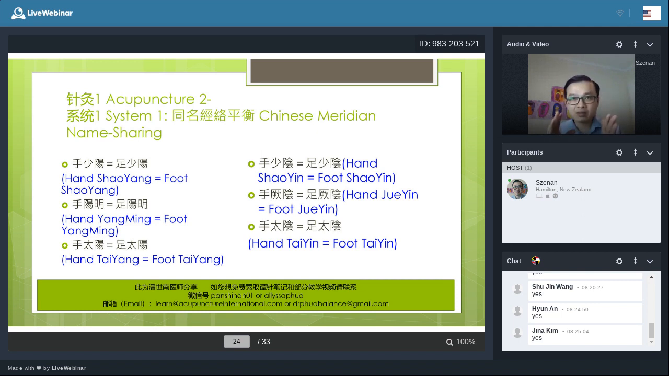Another example. If pain in hand shao yin, this is acupuncture 1. Diagnose hand shao yin. Then acupuncture 2, balance meridian, is foot shao yin. Now, hand shao yin is heart meridian, foot shao yin is kidney meridian. So kidney meridian can treat heart meridian.